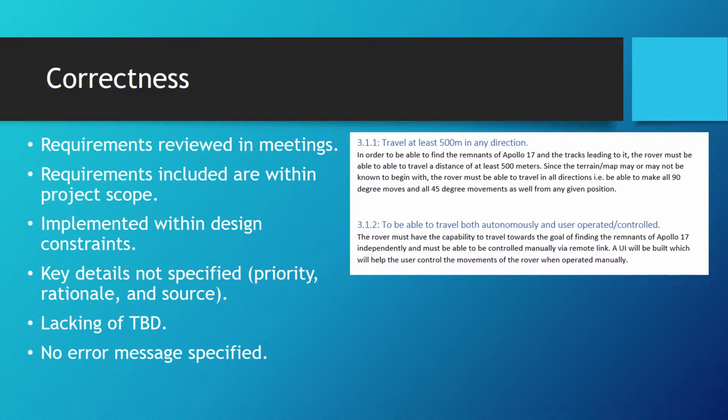While the main points of the requirements were mentioned in the SRS, all the requirements' key details such as priority, rationale, and source were either not included or not specified. The missing requirements are not listed as to be done. No error messages were specified within the document as there are no use cases included for the testing for each requirement.